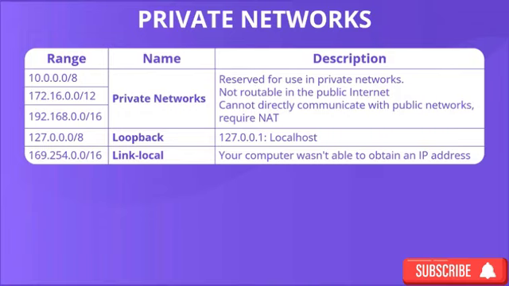Bear with me. Packets addressed in these ranges are not routable in the public internet because they are ignored by all public routers. Therefore, private hosts cannot directly communicate with public networks, but require network address translation, or NAT, at a routing gateway for this purpose. But no worries, we'll talk about NAT coming up next.